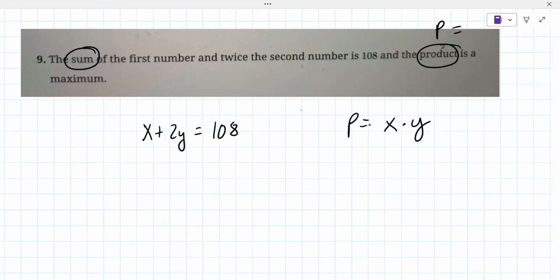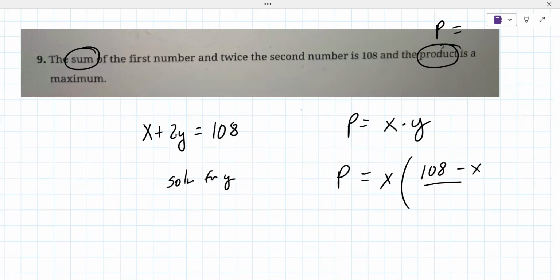That's the first part. Now, you always solve the one that has the numbers in it, I guess, if you want to look at it that way. So solve this one for Y. Maybe that's what you had already done. Solve for Y, and then put that into this other equation. If you did that, it's 108 minus X divided by 2, like that.